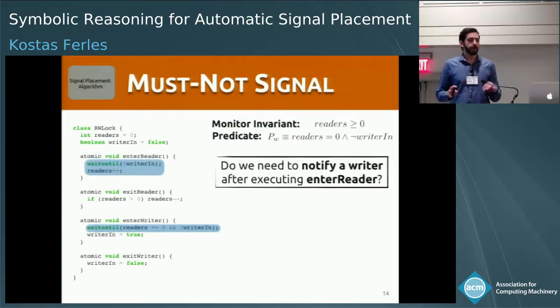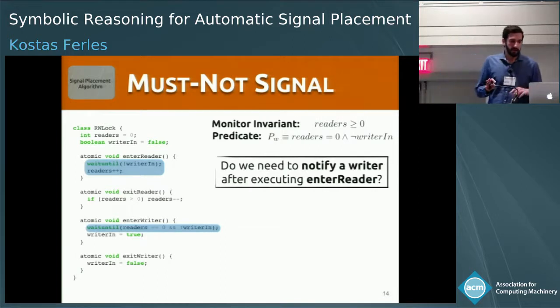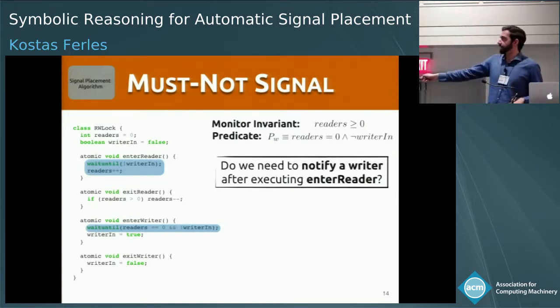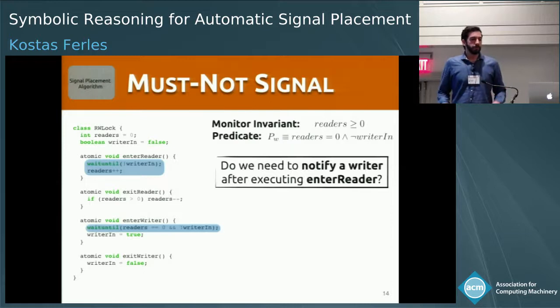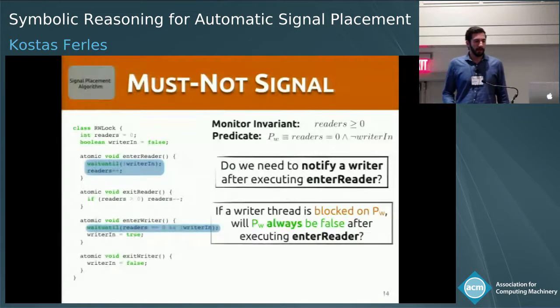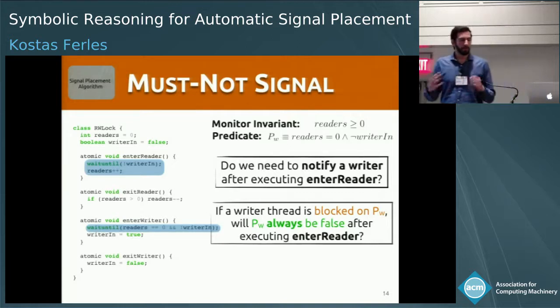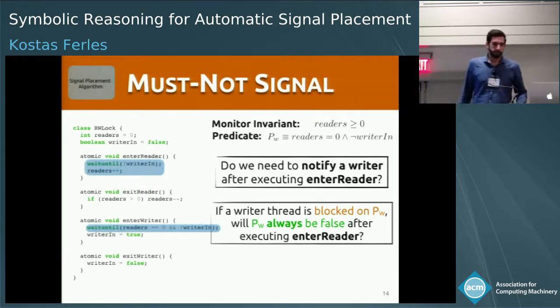And in order for our algorithm to determine the same thing, it's going to refine it to the following question. Also, please note that for the rest of the talk, I'm going to refer to the wait until predicate for writer as PW. So now, our algorithm is going to ask the following question: if we do have some writer threads blocked on PW, can we always prove that PW will be false after executing enter reader?